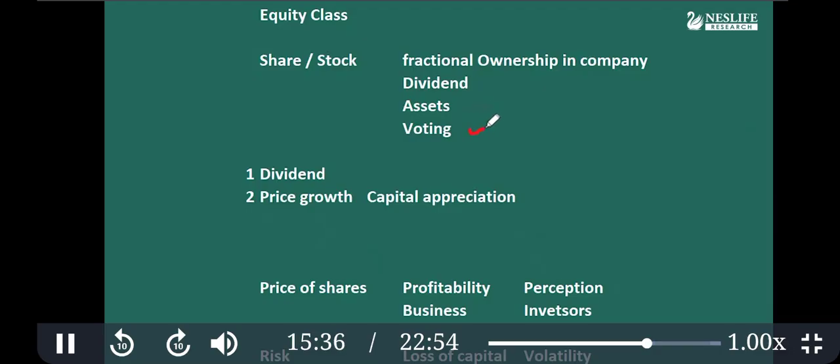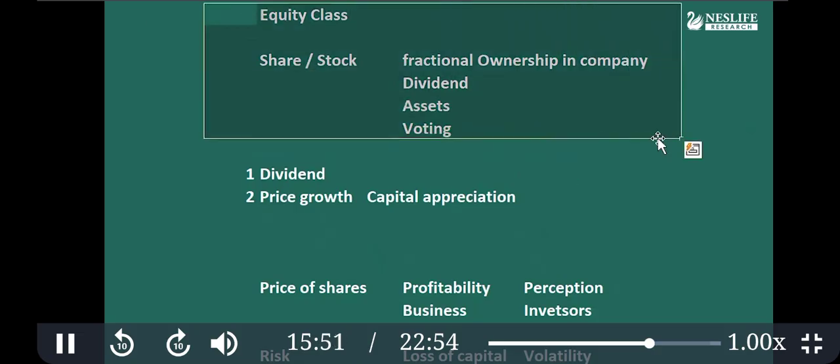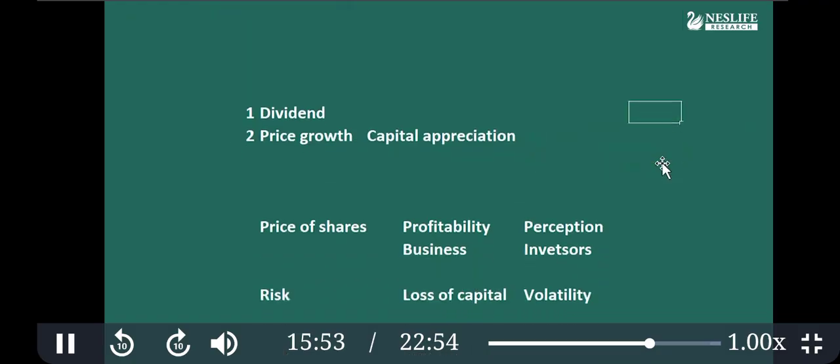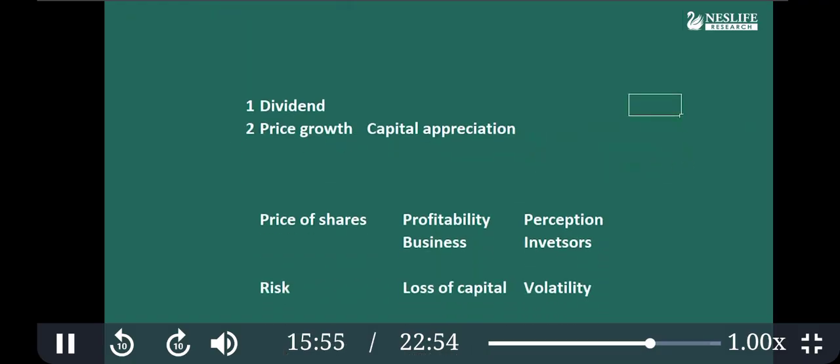Second, common shares have voting rights. They can vote in the general AGM. For retail investors, this is also not much useful. It is only useful for big shareholders, those who want to influence the management. So how do you benefit from buying shares? That is the whole story of buying shares.